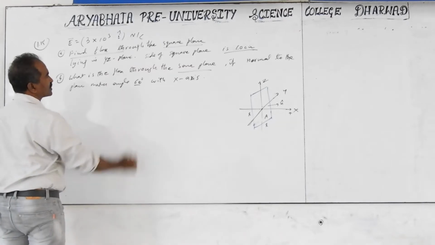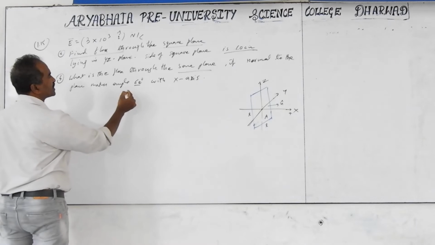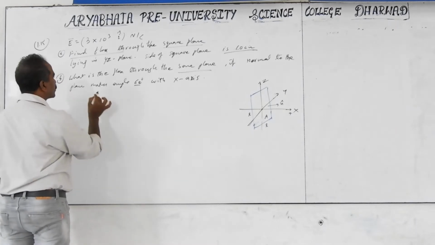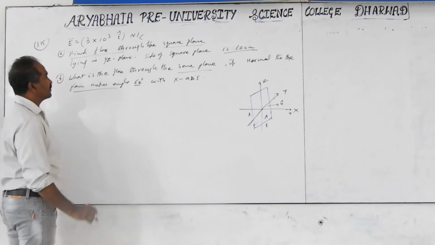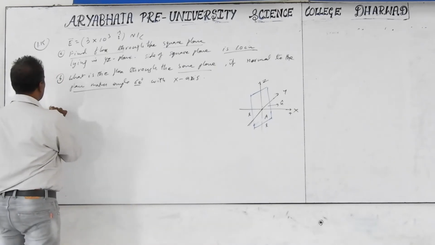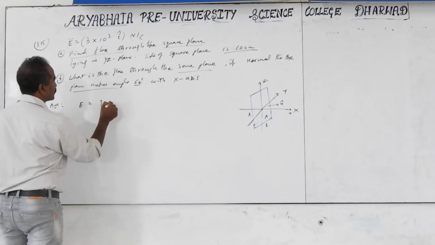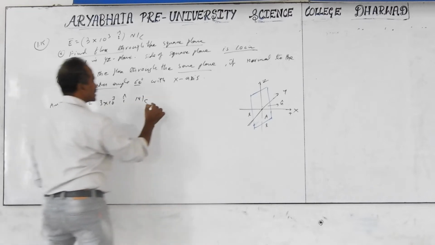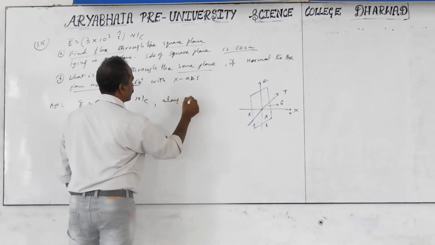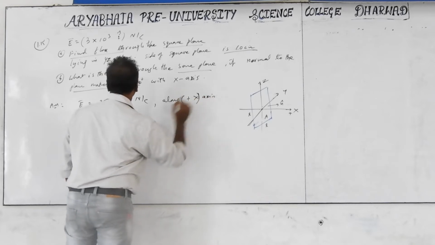In the second case, what is the flux through the same square plane if the normal to the plane makes an angle of 60 degrees with the x axis? Only the angle of the normal to the plane has to be considered for finding the flux. Answer: the electric field is 3 into 10 to the power of 3 i cap Newton per coulomb. That means it is along the plus x axis.